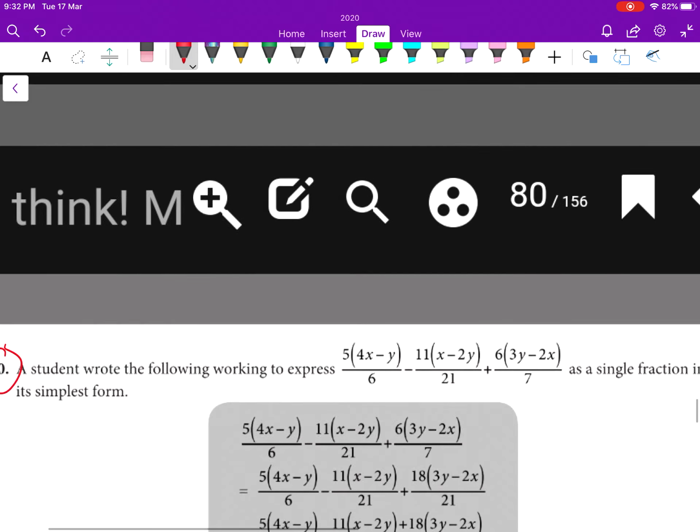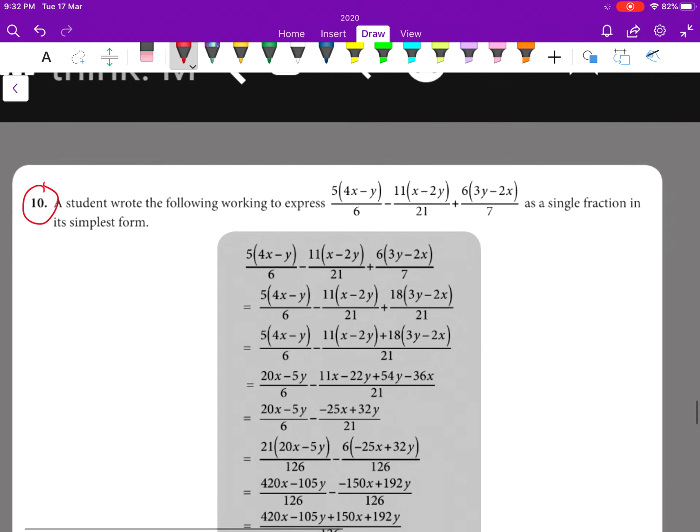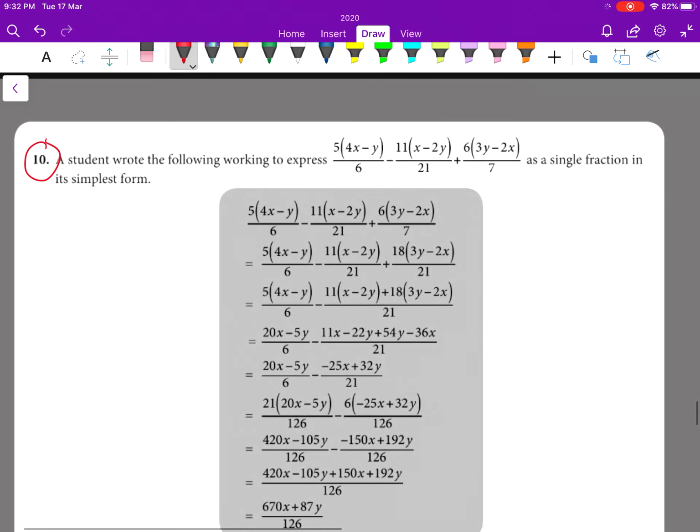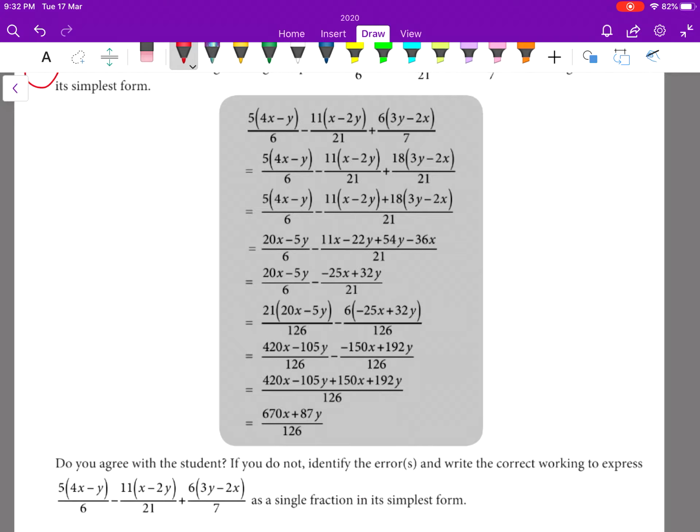Okay, so let's move on to question 10. A student wrote the following working to express this expression as a single fraction in its simplest form. Okay, so now your role is to be a teacher and try to spot the mistake for this particular student. Alright, so let's take a look. Let's see. Make common denominator for these two, but it's kind of weird. He didn't consider this 6. So he or she combined denominator here.